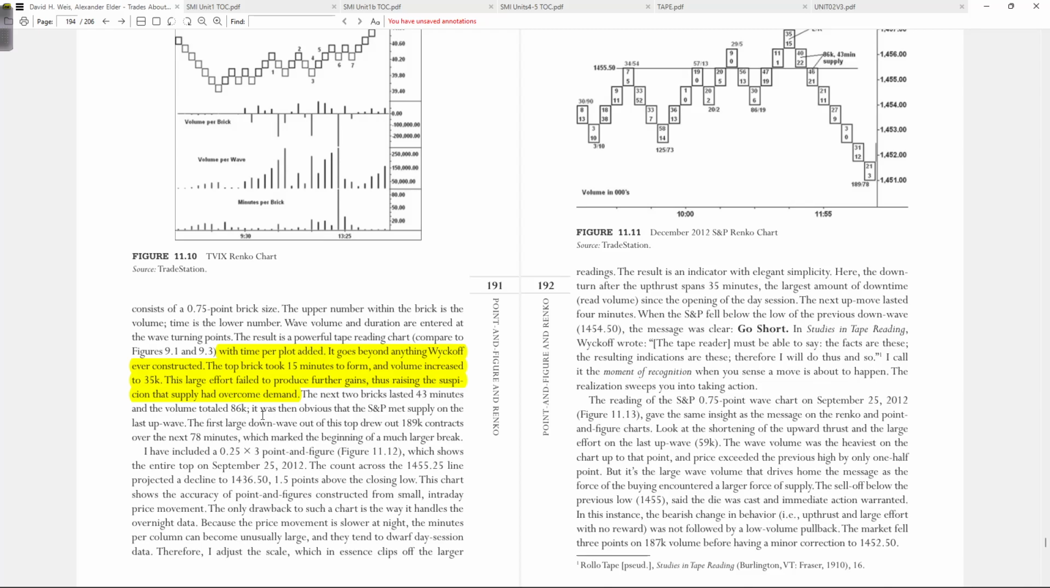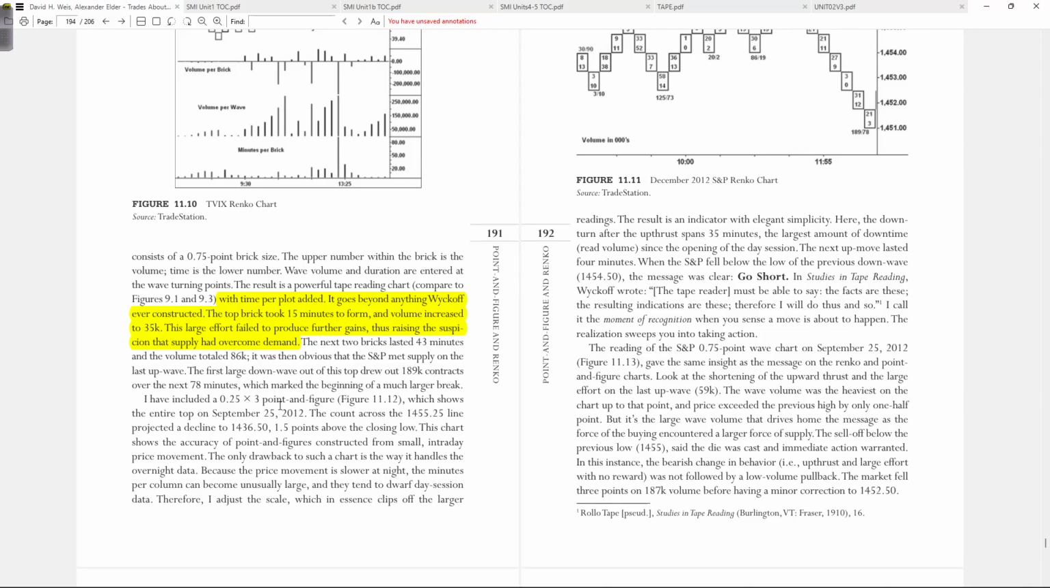It was then obvious that the SMP made supply on the last upwave. The first large down wave out of this top drew out 189K contracts over the next 78 minutes, which marked the beginning of a much larger break.